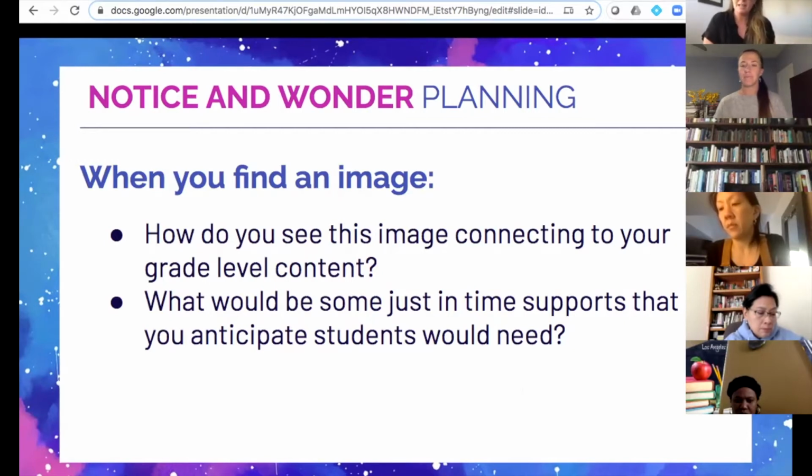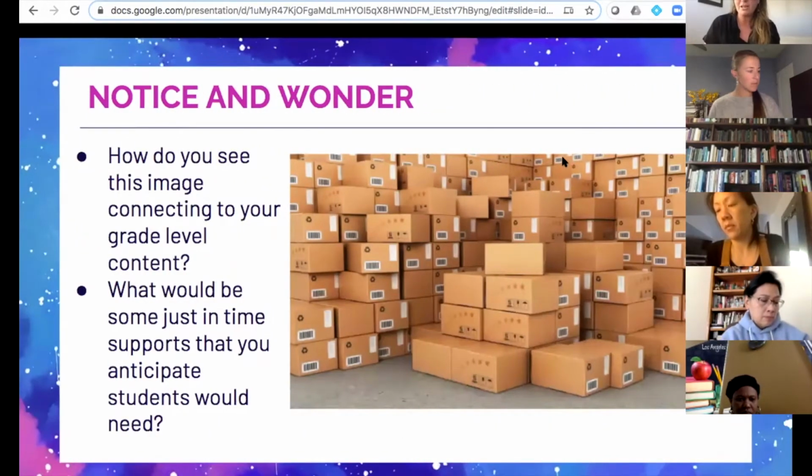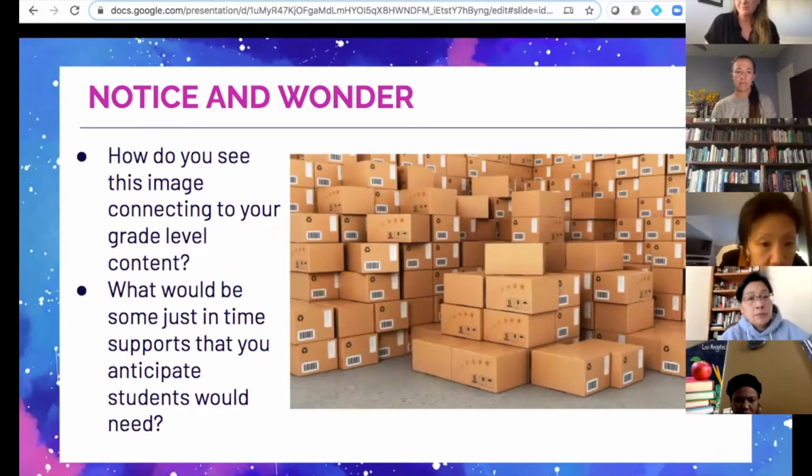So I'm going to show you on this next slide an example of an image that I pulled from one of the resources we're going to share later. Suppose that you showed a picture like this and asked students to notice and wonder. As 8th grade teachers, what kind of content do you see this possibly connecting to? You can drop it in the chat or unmute. What might this be a great warm-up for, to launch you into?